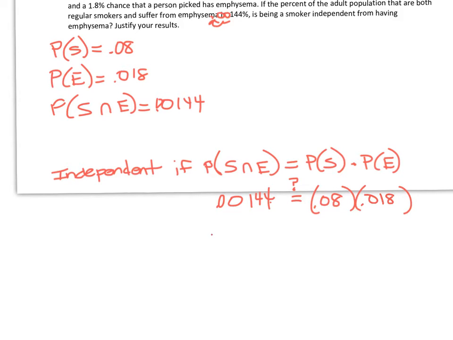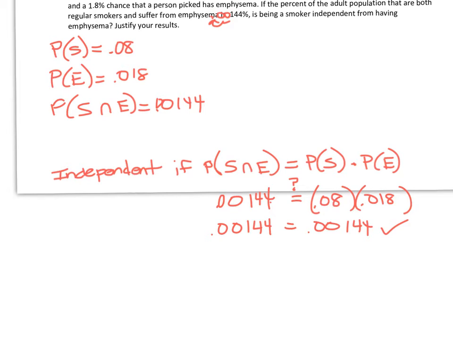Okay, so let me bring down the 0.00144. And then I'm just going to multiply these together. And when you do, look at that, you actually get the same exact thing, 0.00144. So this checks out. So since this equation holds true, we can say our events are independent.